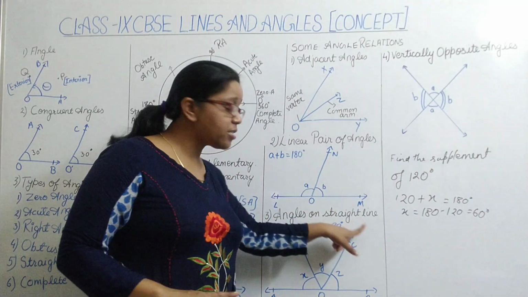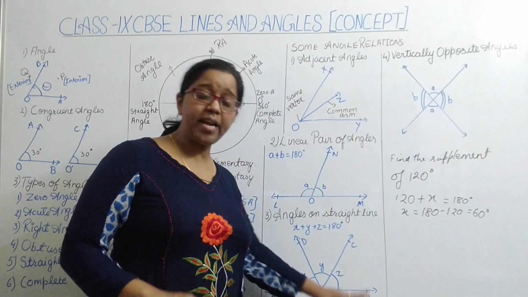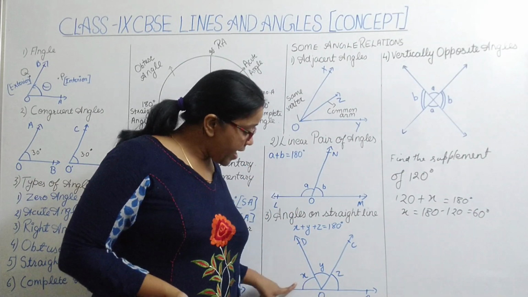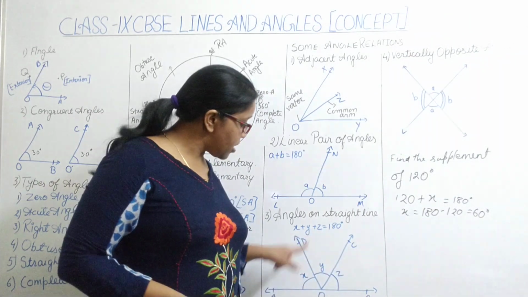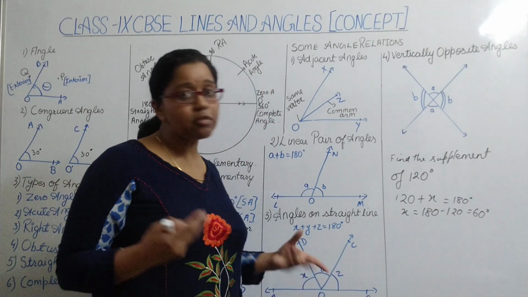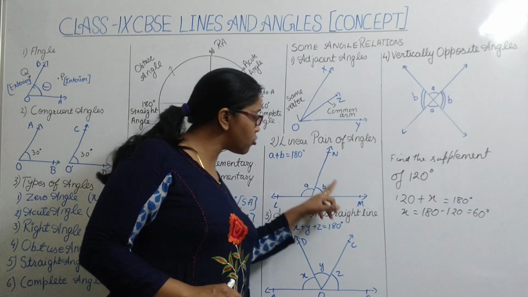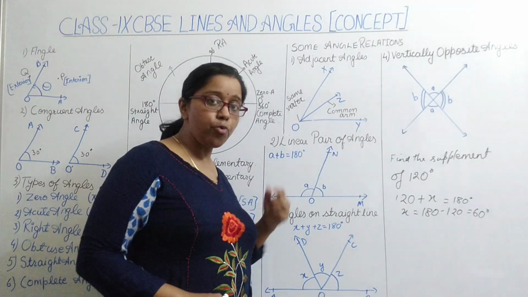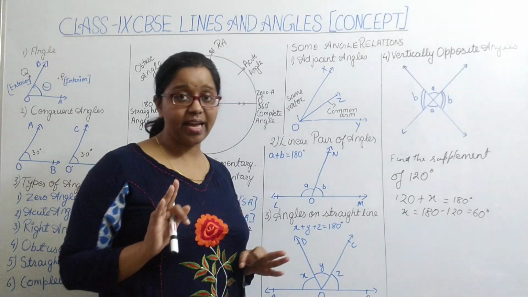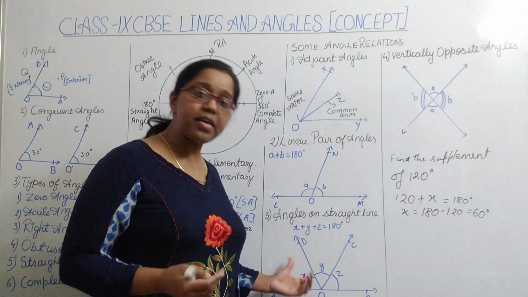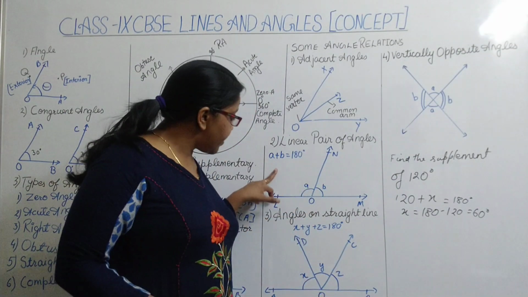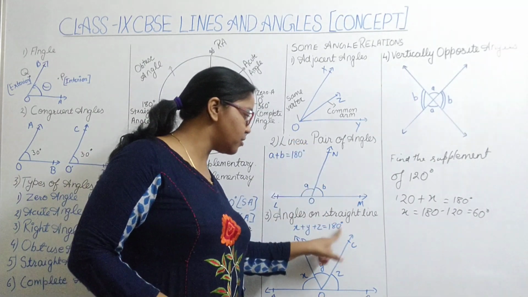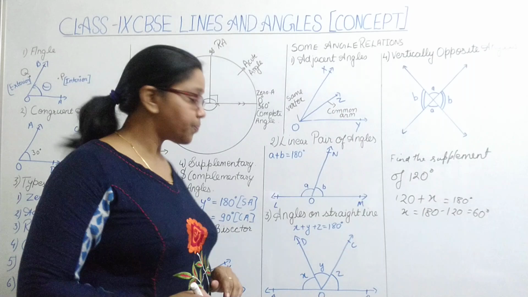Now angles on a straight line. If you have a straight line and many angles on it, like I have drawn three angles, here also the sum of all these three angles will be equal to 180 degrees. Clear? But here we have only two angles and here we have three angles. It can be 4 also, it can be 5 also. That is the main basic difference between the linear pair of angles and angles on a straight line.